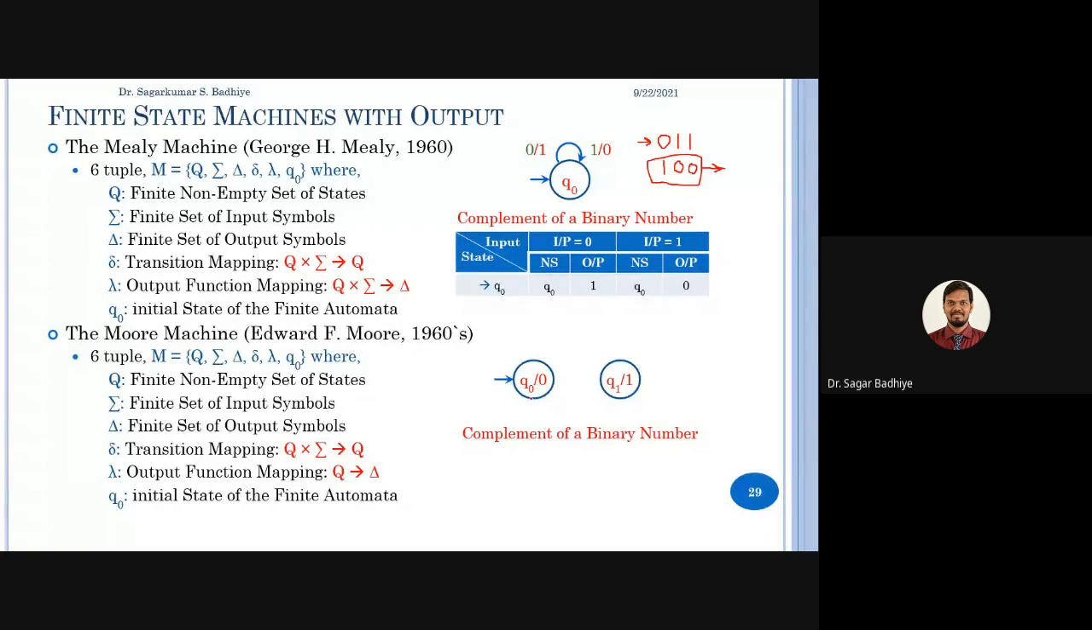So if the input is 0 in the initial state of a Moore machine, you should transit to a state that will produce output 1, because we want the output to be 1, right? So we transit on input 0 from q0 to q1, because q1 is representing output 1. As soon as you get 0 as input, you will reach q1, and in this state it will produce an output 1, right? Okay, then if in q0 you get 1, on 1 you want output 0, so you will go to a state that will produce output 0.